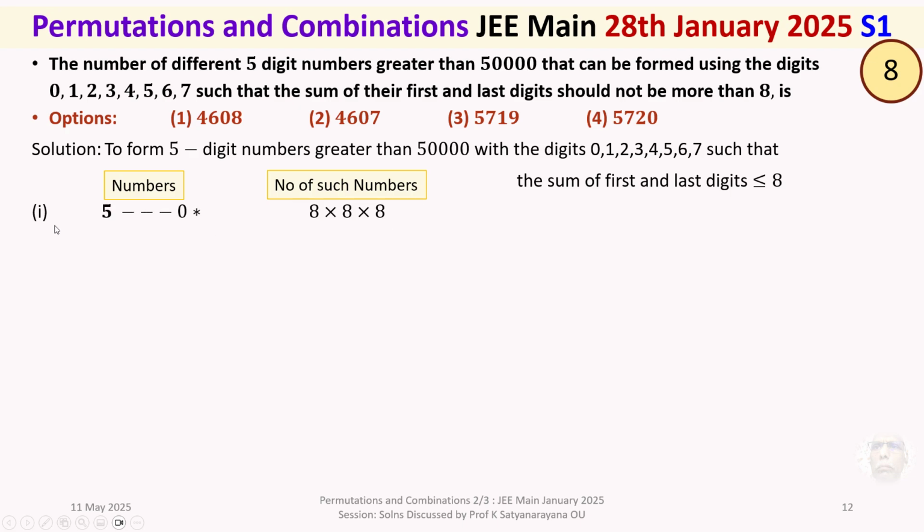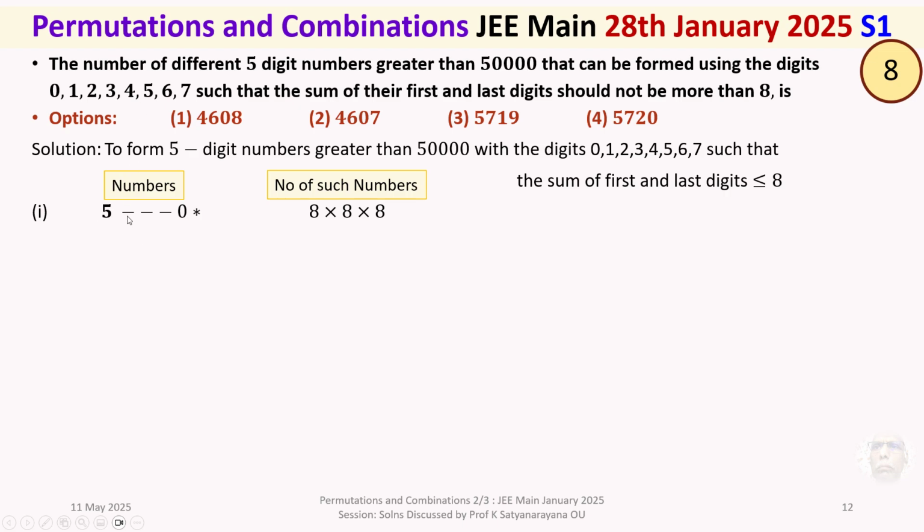First, let us take the first position 5, the last digit 0. 5 plus 0 is 5, less than or equal to 8, okay. And we are having 3 places. These 8 digits are there, and no condition is given. So for the first position 8, for the second position 8, the third position 8, because no condition is given. But I put a star here. Why?